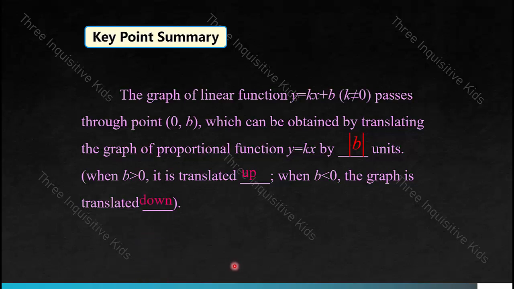When b is greater than 0, it is translated upwards, and when b is less than 0, the graph is translated downwards. So when you want to see whether the y-intercept of a linear function is positive or negative, all you have to do is look at the b in the relational expression.